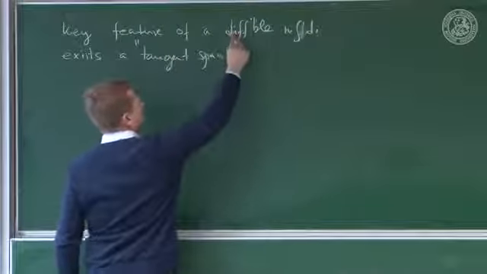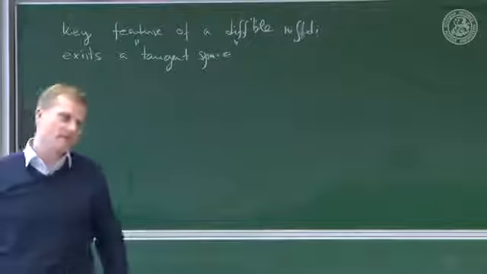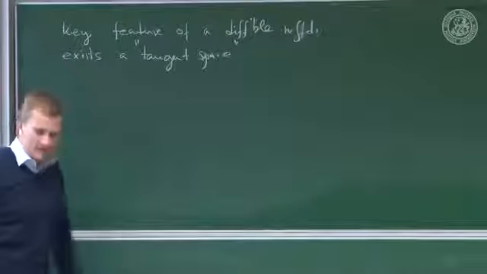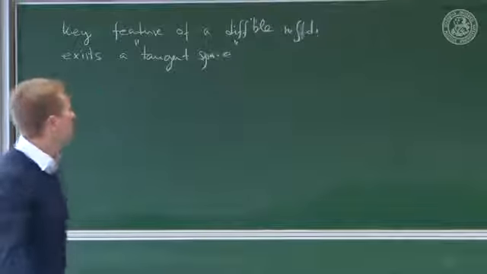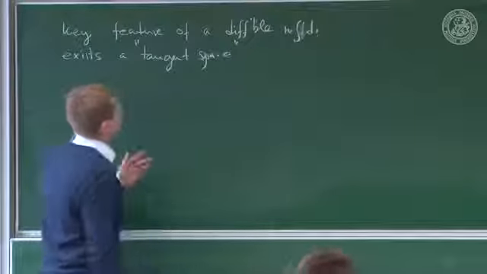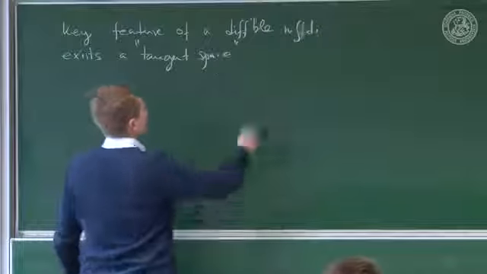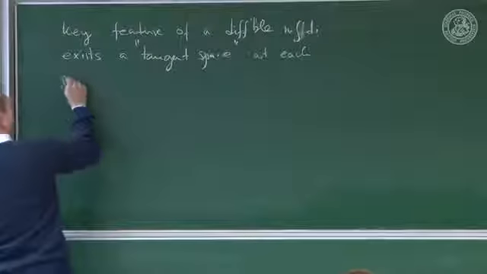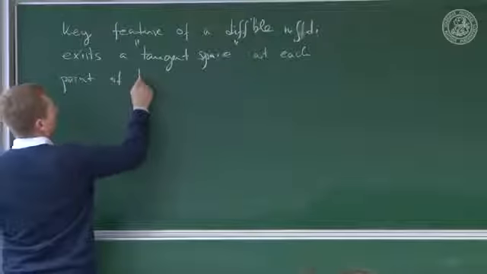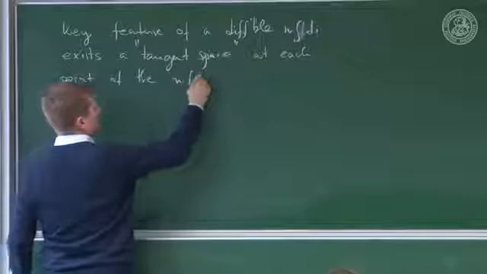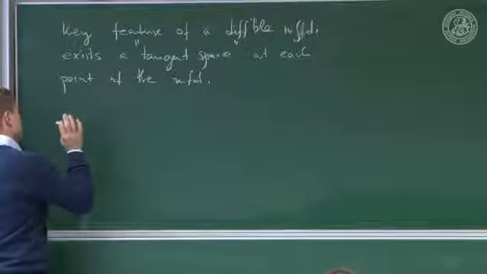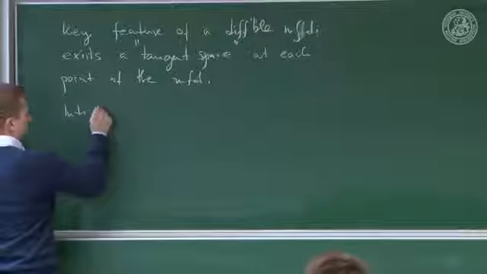and I put this in quotation marks because you may have an idea of what a tangent space may look like, but that idea we will actually not use. Well, but we'll go about this in a different way. There exists a tangent space at each point of the manifold. So the intuition to this is the following.